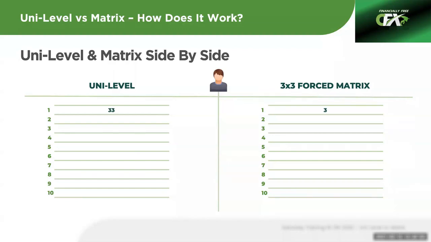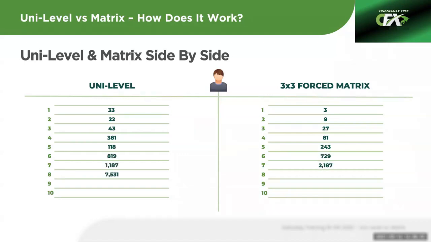Okay. So let's say you introduce 33 people on your level 1 in your uni level. Only 3 of those would appear on your level 1 in your matrix. And you might end up with 22 people on your level 2, but you're going to have 9 people on your level 2 in the matrix. You might end up with 43 people on your level 3 in the uni level, but you're only ever going to have 81 people on the force matrix on your level 4. And so it goes on down the levels.